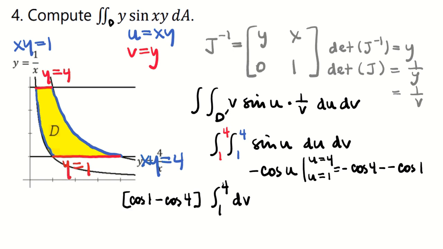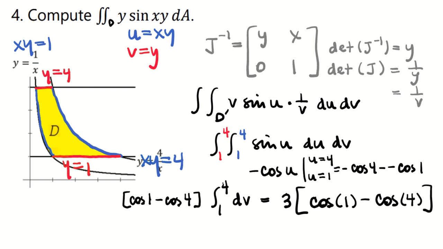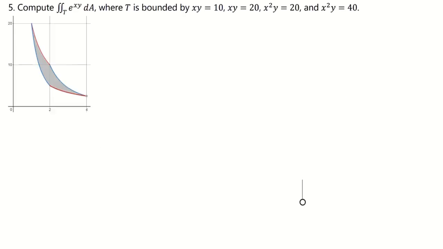And then I'm just integrating 1 to 4 dv. We know that's going to be 4 minus 1, which is 3. So I get 3 times cosine 1 minus cosine 4. Okay. And, well, that's how we did that one. All right, number 5.